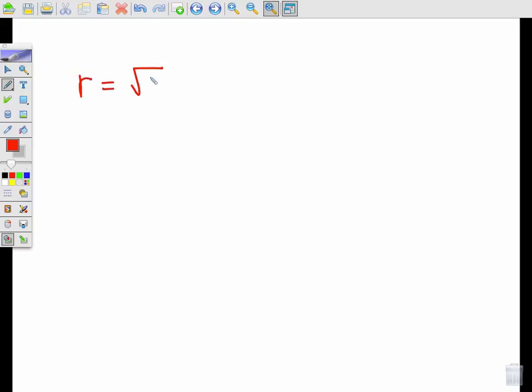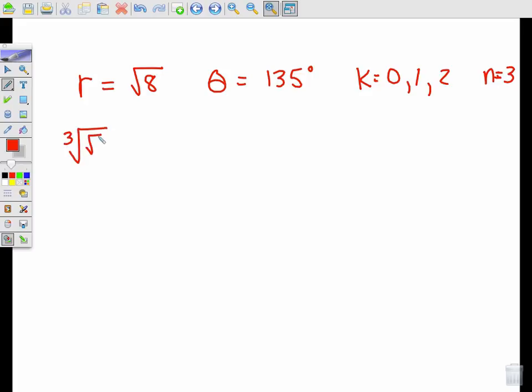So we're going to use our r is equal to the root of 8, our theta is equal to 135 degrees, and the k's going from 0, 1 to 2, and n is equal to 3. So we're going to substitute. Now z is going to equal the third root of the square root of 8. That really is just 8 to the 1/2 to the 1/3, so 8 to the 1/6.